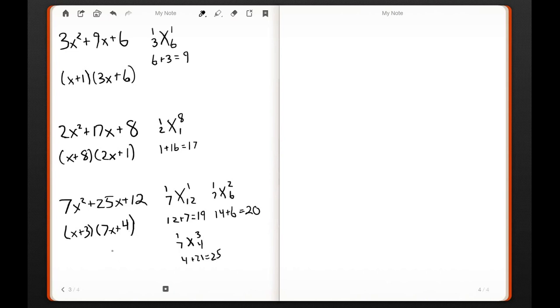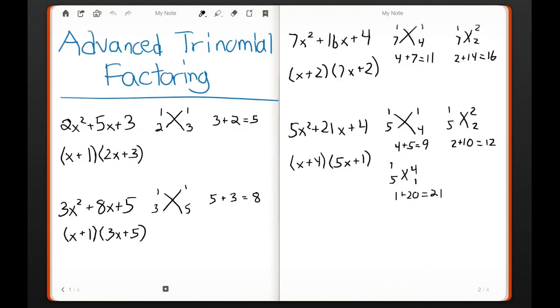All right, we are going to stop there, but there is still a lot more to come with advanced trinomial factoring. I think we're going to make this a 3-part series of videos because these do get a lot harder even from here. So if you're not comfortable with this level of problems, make sure you do some practice before you move on to harder ones.